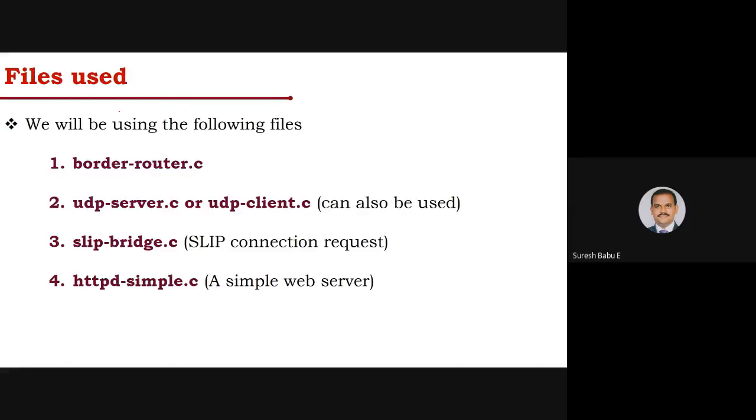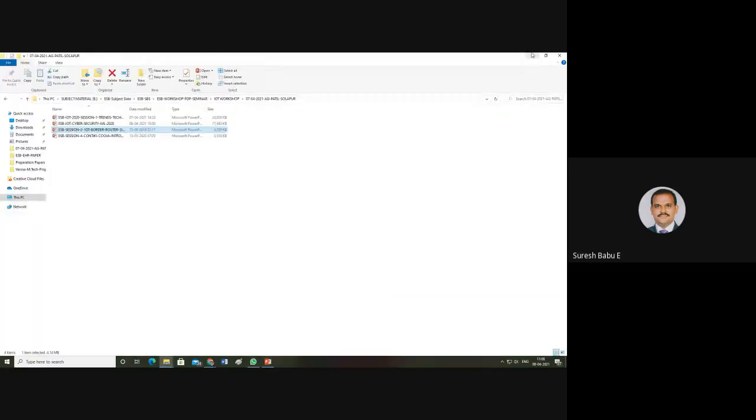Then, what code are we going to use to implement this border router concept? One is border router.c. The other is UDP server or UDP client, because we want to communicate between a client and a server. He is the client and he is the server. I want to establish a client or server, or we can take anything, right? Usually all the sensor nodes are clients or servers. All the sensor nodes will work like a client or a server.